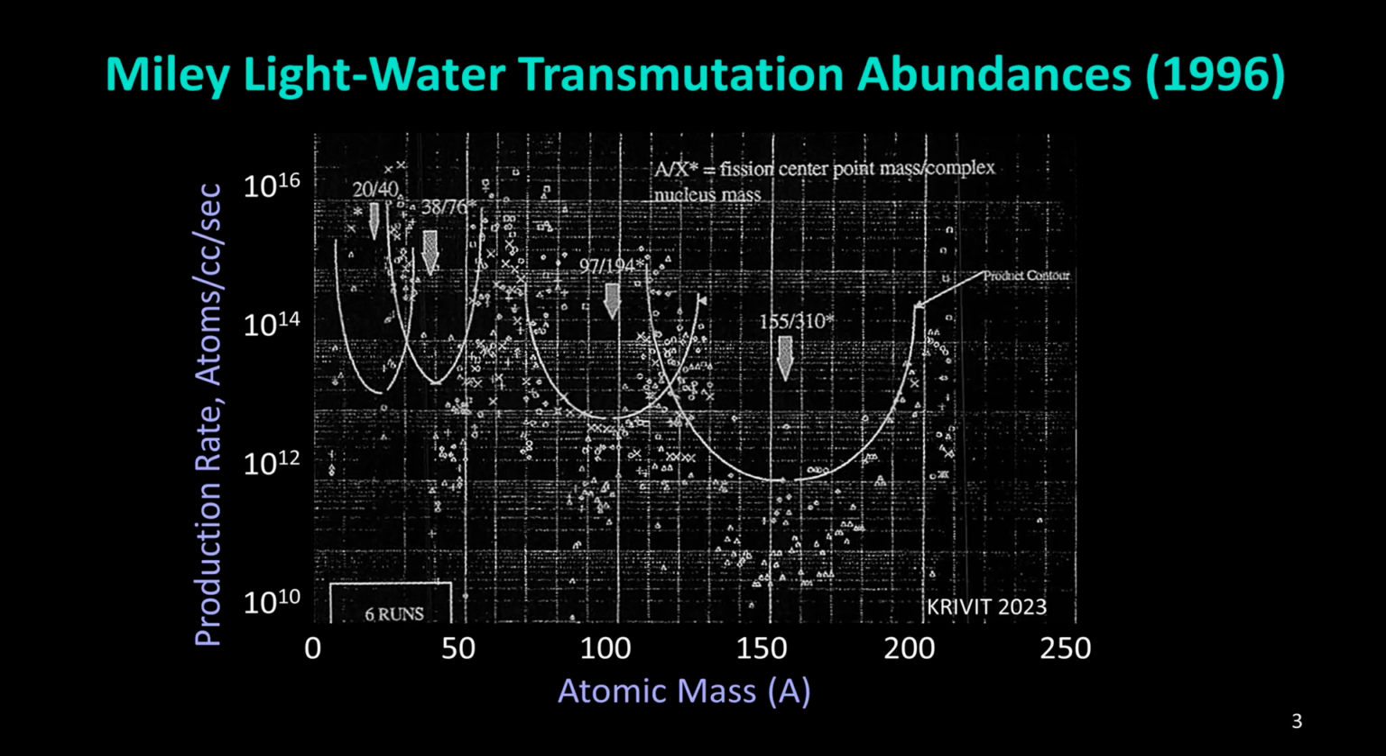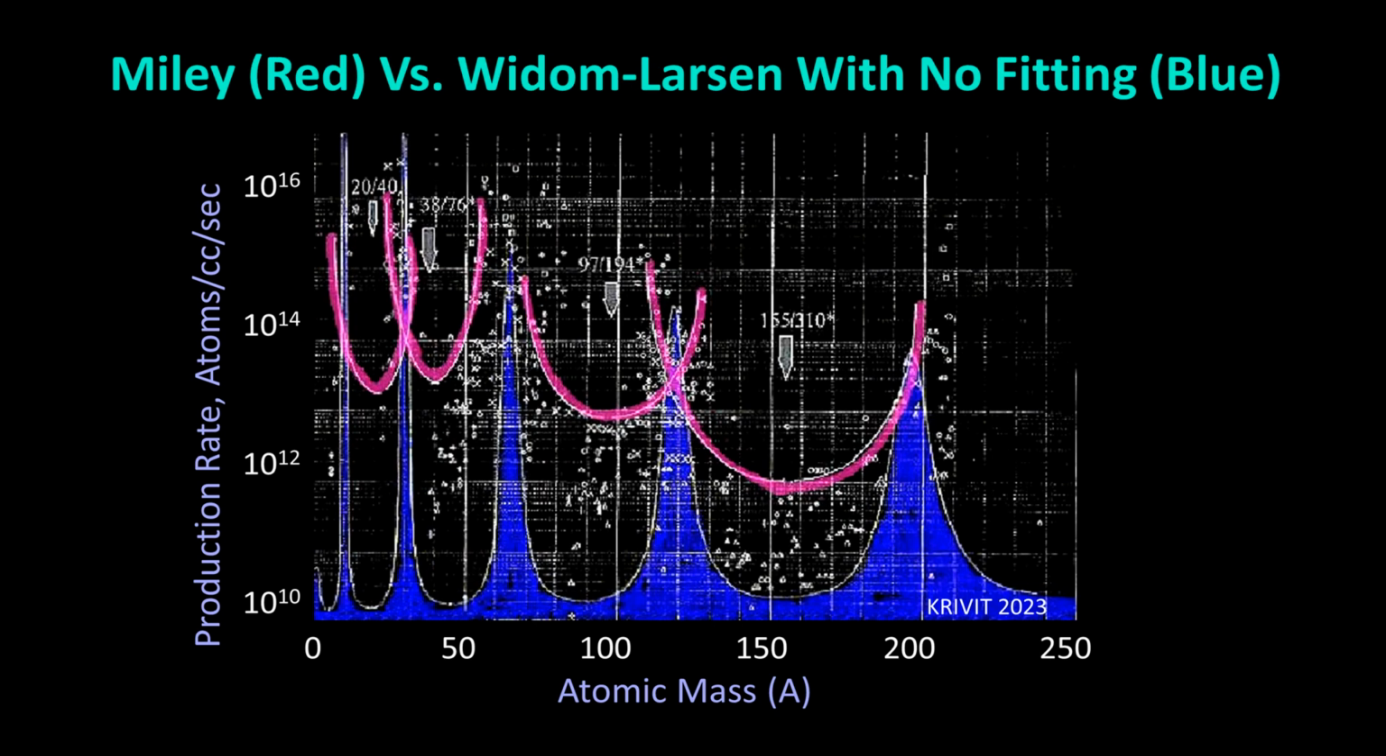Here's a graph of the elements detected by George Miley in a series of his light hydrogen experiments that show evidence of heavy element transmutations. Miley drew curves to indicate where he saw a pattern. He did this years before seeing the curves produced by the Widom-Larsen model. Here's the Miley curve, now in red, superimposed over the Widom-Larsen curve in blue.